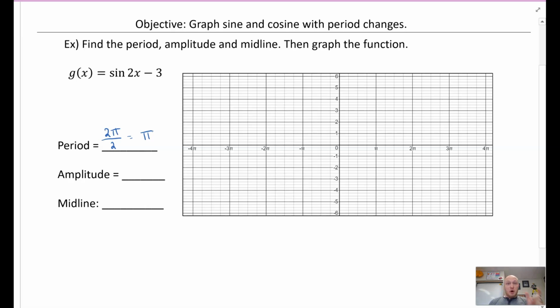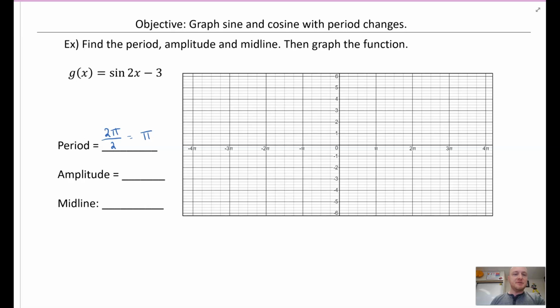Okay, I have a much smaller period, right? Here we have a horizontal compression. The last one was a horizontal stretch, right? 6 pi. Wow, that's a big period for the wave to repeat. But now we're much more compressed. Okay, period is pi.